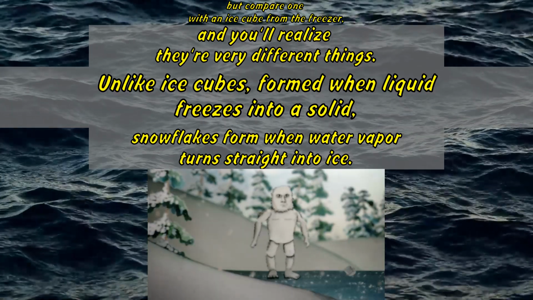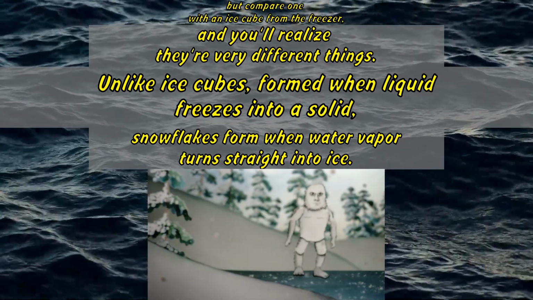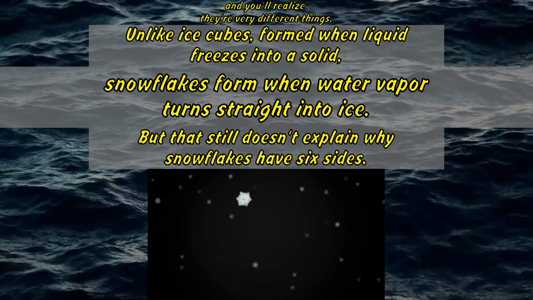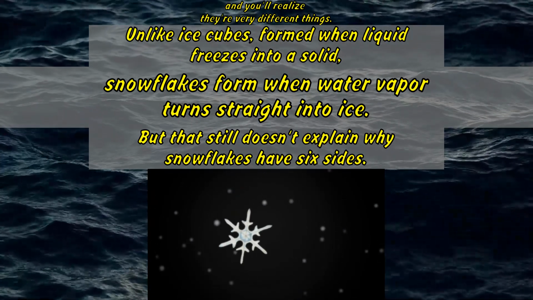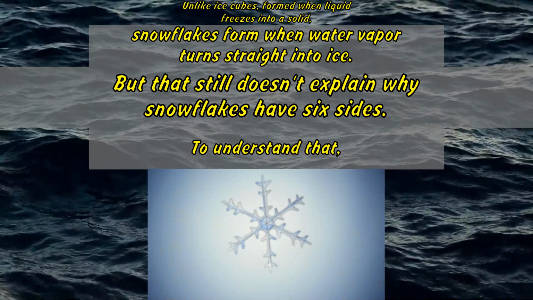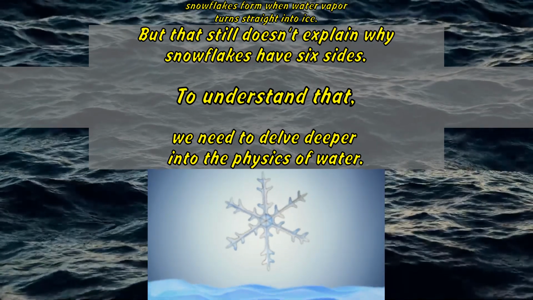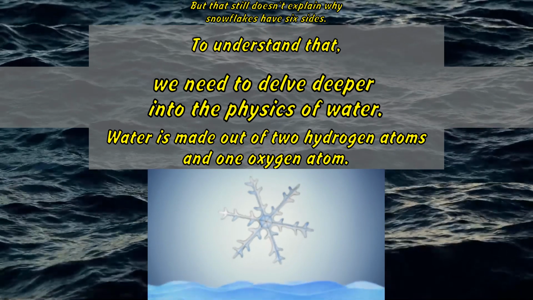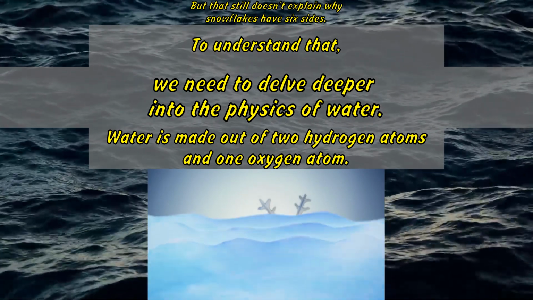Unlike ice cubes, formed when liquid freezes into a solid, snowflakes form when water vapor turns straight into ice. But that still doesn't explain why snowflakes have 6 sides. To understand that, we need to delve deeper into the physics of water.